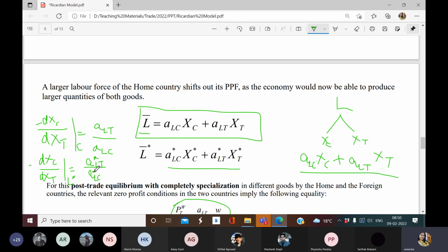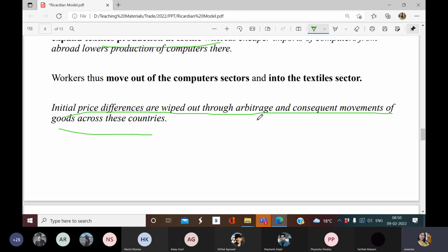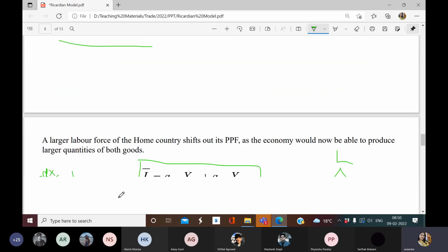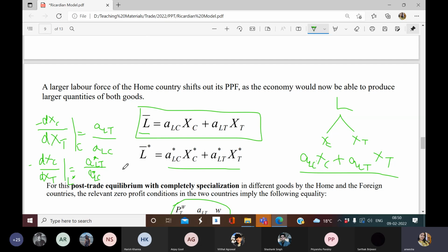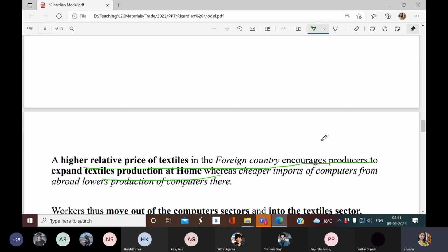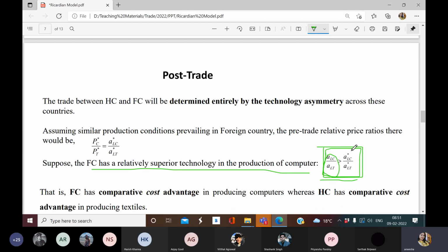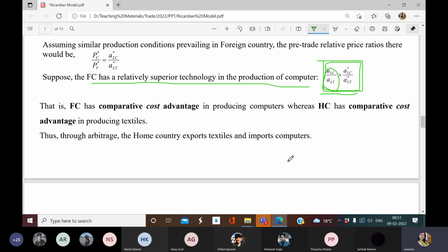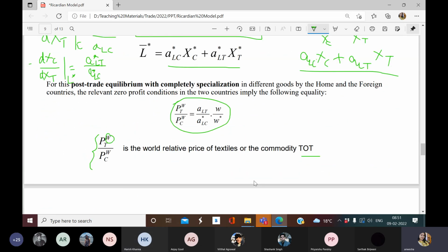Now you compare using the assumption of comparative advantage, so we can say which one will be steeper. aLT by aLC is the slope of the PPF of the home country, and aLT star by aLC star is the slope of the PPF of the foreign country. So what was your assumption? Your assumption is aLC by aLT is greater than aLC star by aLT star. So that means which one will be steeper?